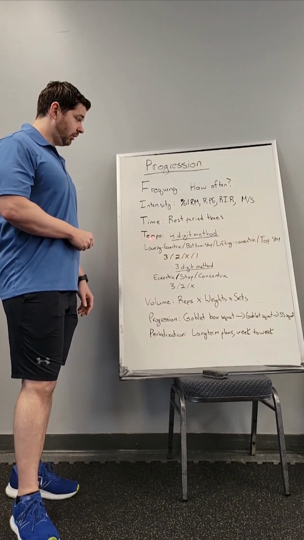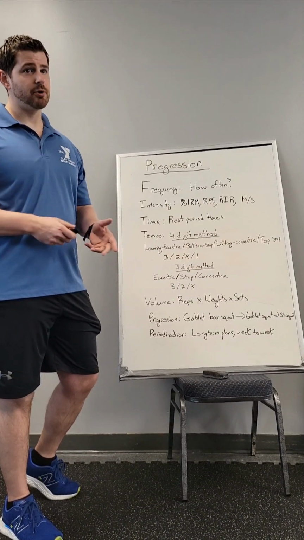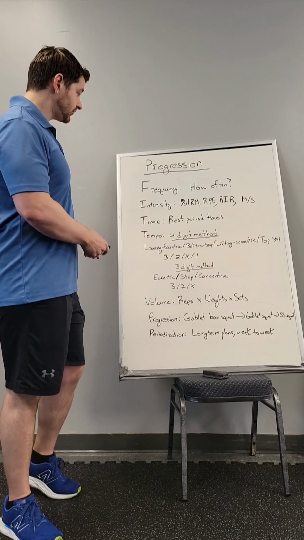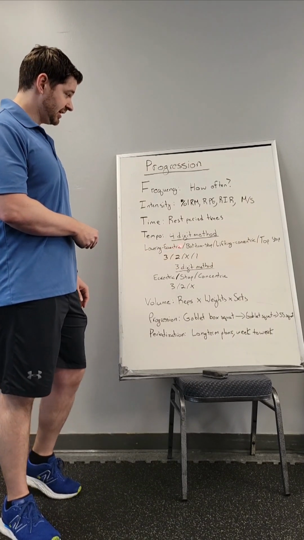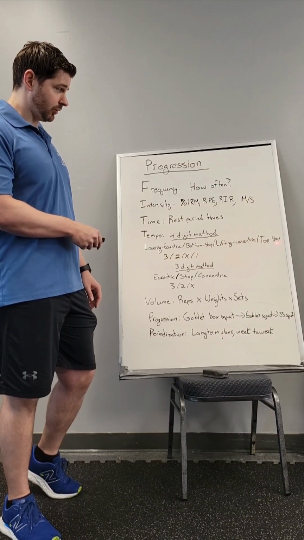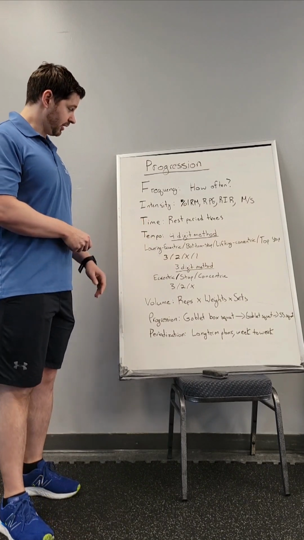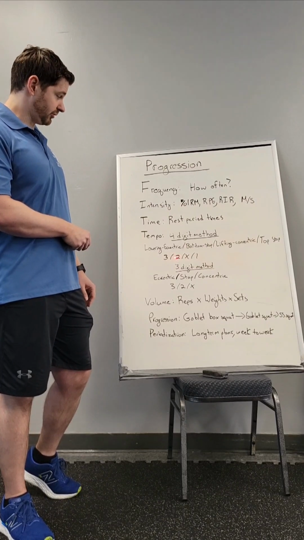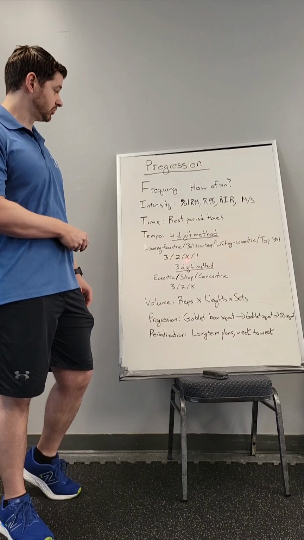When we're talking tempo, there are 2 different ways of writing it, but tempo is the speed that we want the bar to go at, in seconds. The 4-digit method is your lowering or eccentric portion first, your bottom stop, then your lifting or concentric, and then the top stop. So like a 3-2-X-1 would be 3 seconds on the way down, 2 seconds where you stop at the bottom in an isometric contraction, then X, and anytime you see an X, it means as fast as possible, and then a 1.